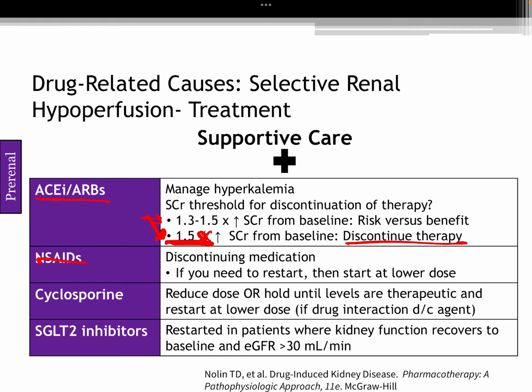And then for SGLT2 inhibitors, you shouldn't restart it until the eGFR is greater than 30. For all these, we do want to provide supportive care, so that would be fluids and ensuring that the patient has normal electrolytes.